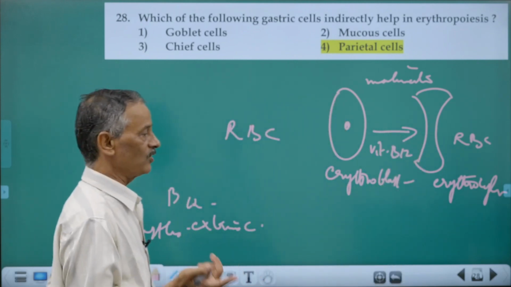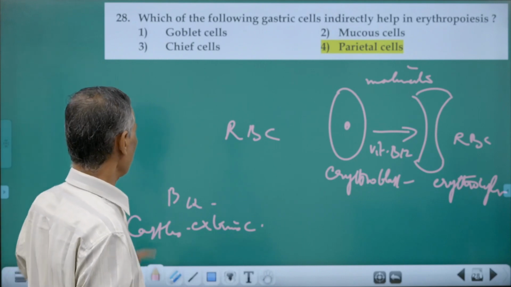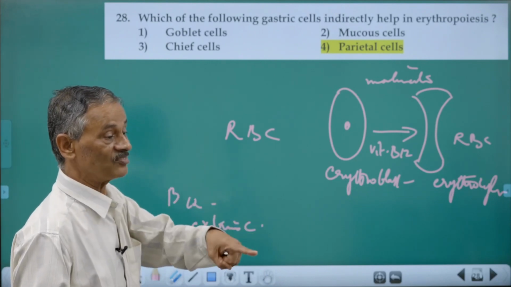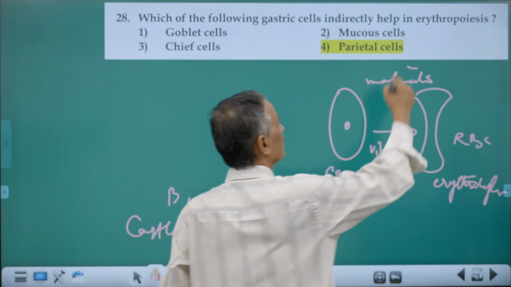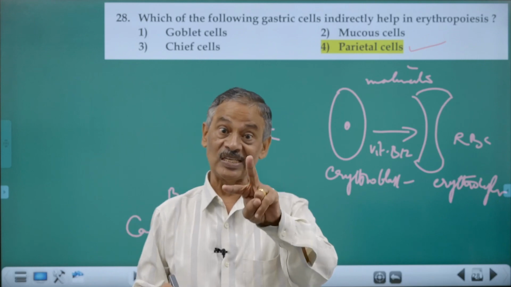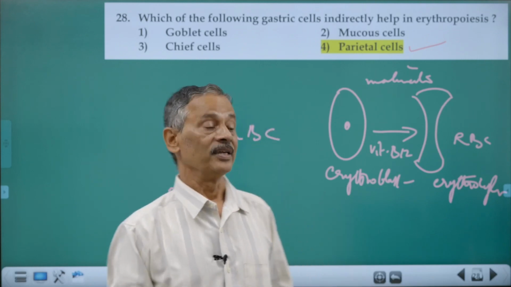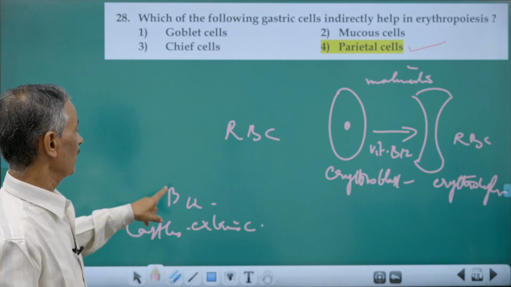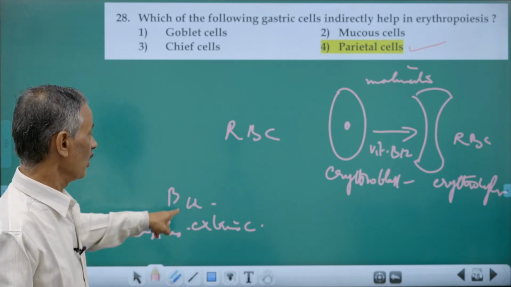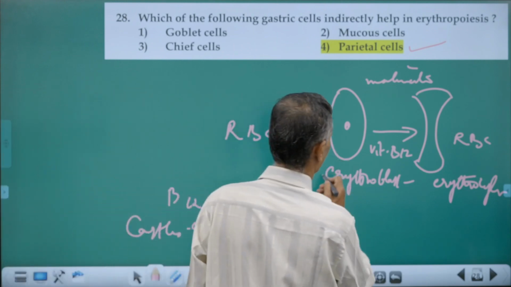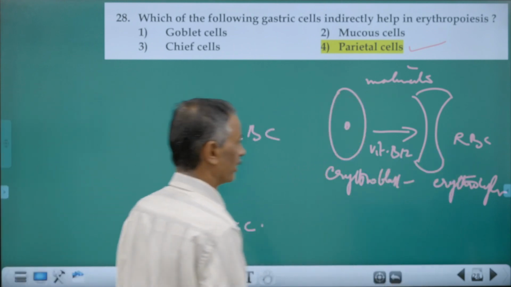And B12 is absorbed with the help of Castle's intrinsic factor, which is produced by the parietal cells or oxyntic cells. Oxyntic cells or parietal cells are producing HCl and Castle's intrinsic factor. That Castle's intrinsic factor is responsible for absorption of vitamin B12. Only with the help of vitamin B12, the erythroblast will be converted into erythrocytes.